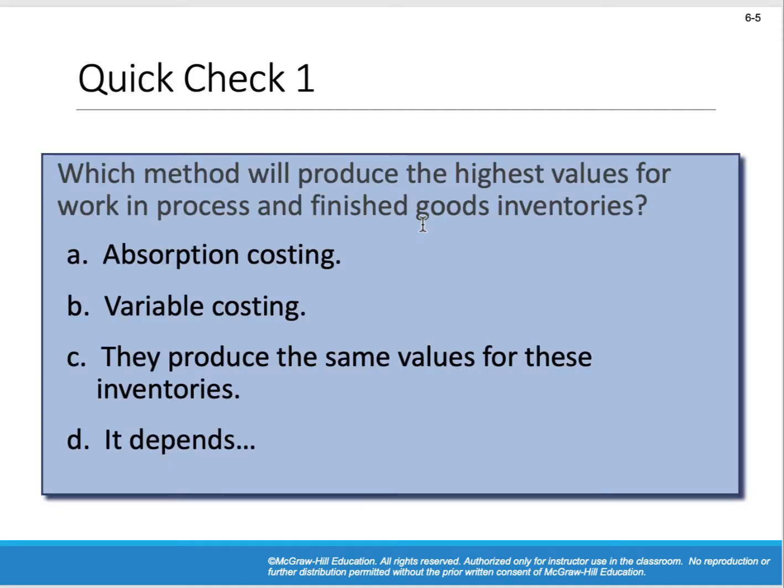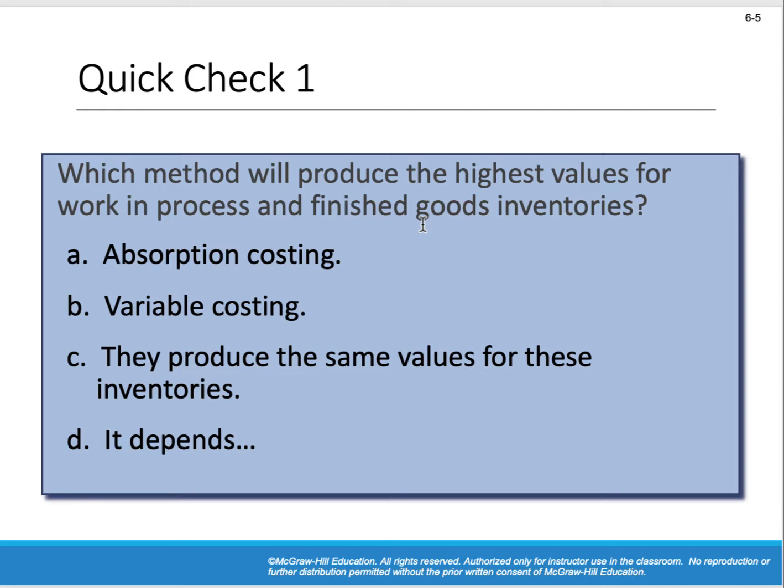Okay? So which method will produce the highest value for work in process and finished goods inventory accounts? Well, we have A, absorption costing, B, variable costing, C, they produce the same value of these inventories, and D says, well, it depends. I can tell you right now, it does not depend. There is a definitive answer. C, they produce the same value for these inventories? Nope, that's not correct because they produce different values. And as we go on, we're going to see how we get those different values.